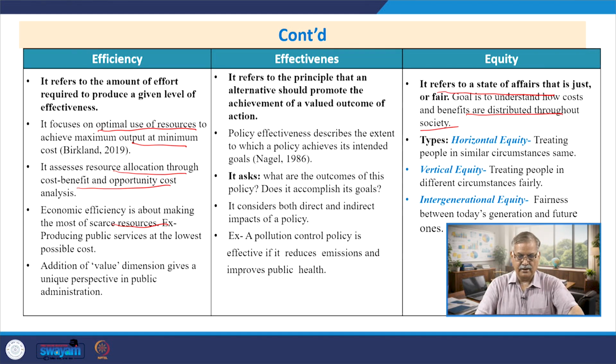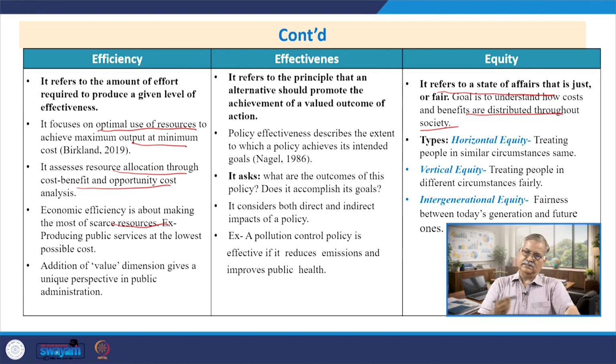On the other hand, effectiveness describes the extent to which a policy achieves its intended goals. It asks questions like, what are the outcomes of this policy? Does it accomplish its goal? If the answer is yes, then you can say that the policy is effective. It considers both direct and indirect impact of a policy on the society.